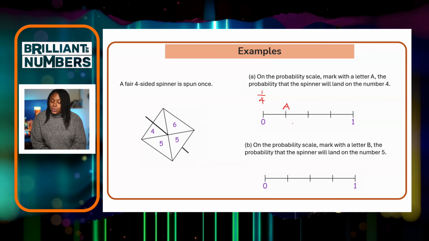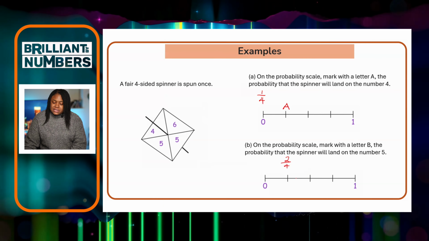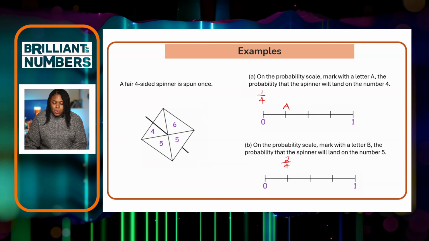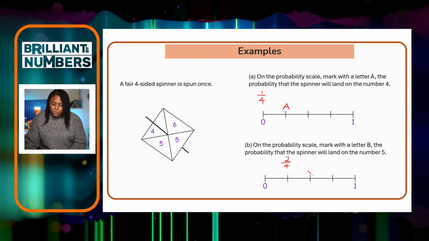The second part of the question says, on the probability scale, mark with a letter B the probability that the spinner will land on the number 5. So again, I can see here that I've got 2 out of 4 sections that are the number 5. So because this is in fourths, we can now do 1, 2 pieces will represent 2 quarters. Absolutely fantastic.